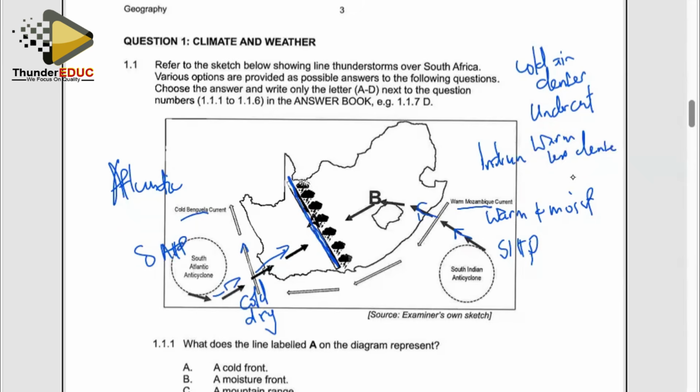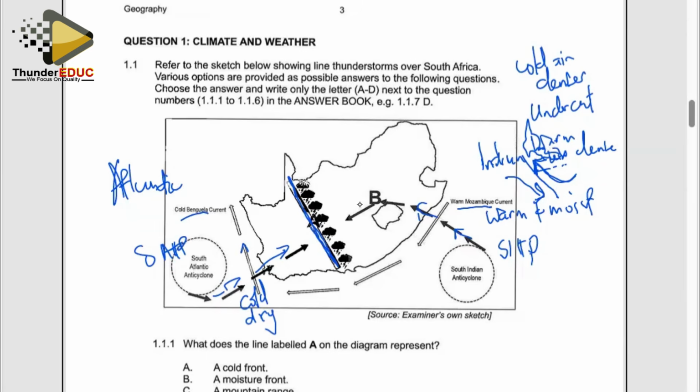And for the same reason, it is going to be uplifted. So when the two air masses meet along the front, the cold and dry air is going to undercut, and the warm and moist air is going to be forced to rise. As a result, the moisture in this warm and moist air coming from the Indian Ocean is going to reach dew point, condense, and result in clouds.